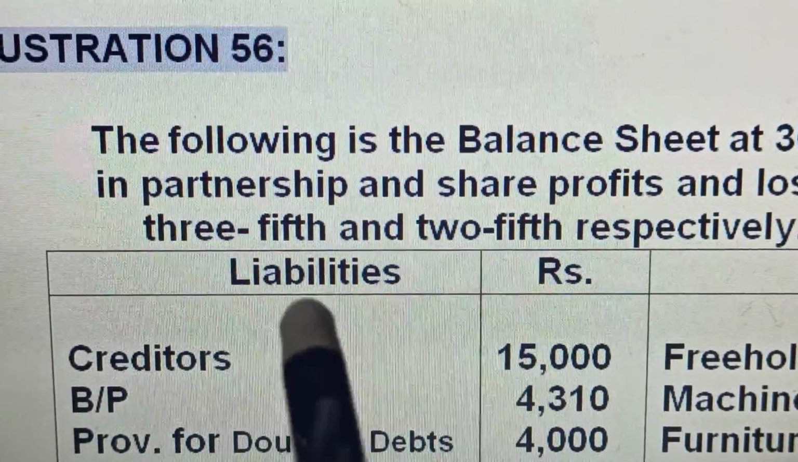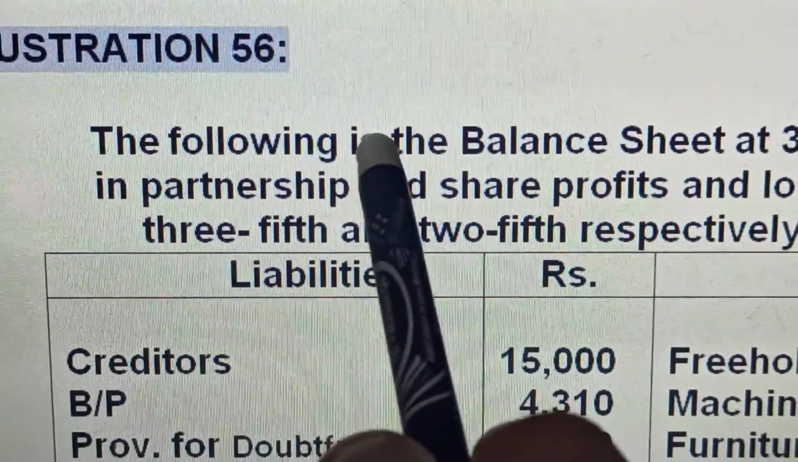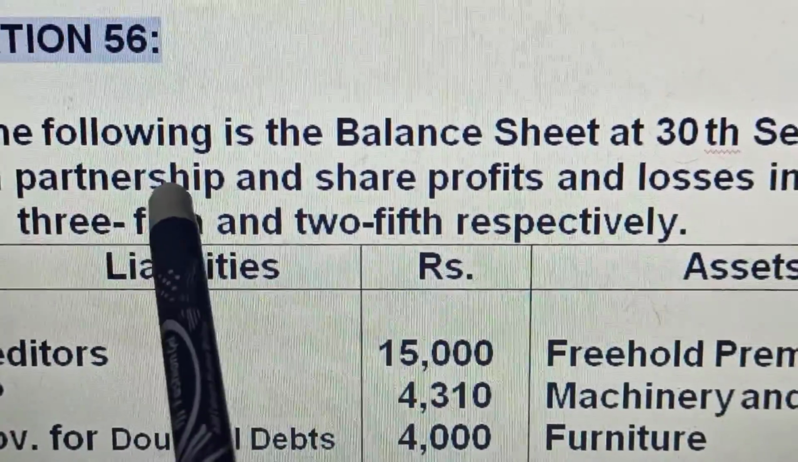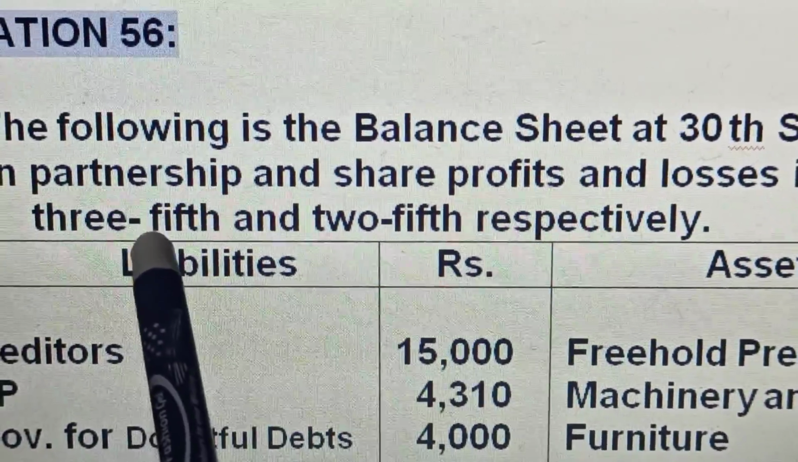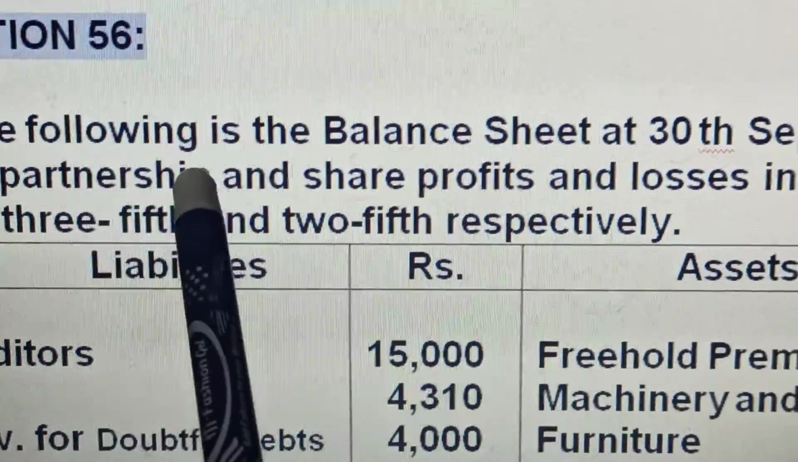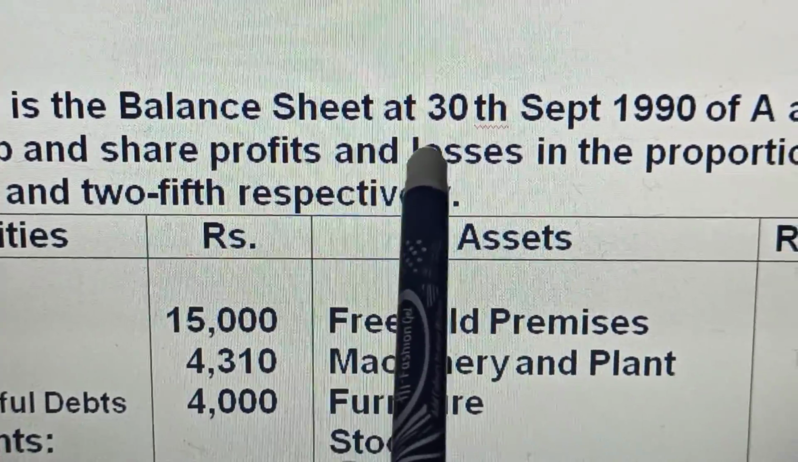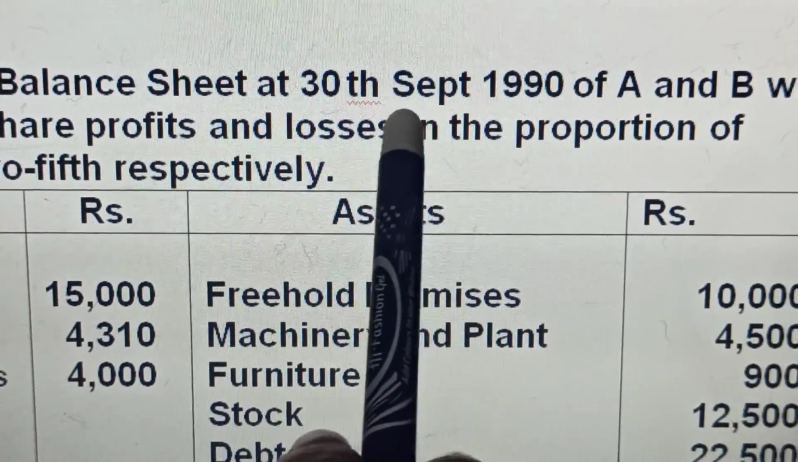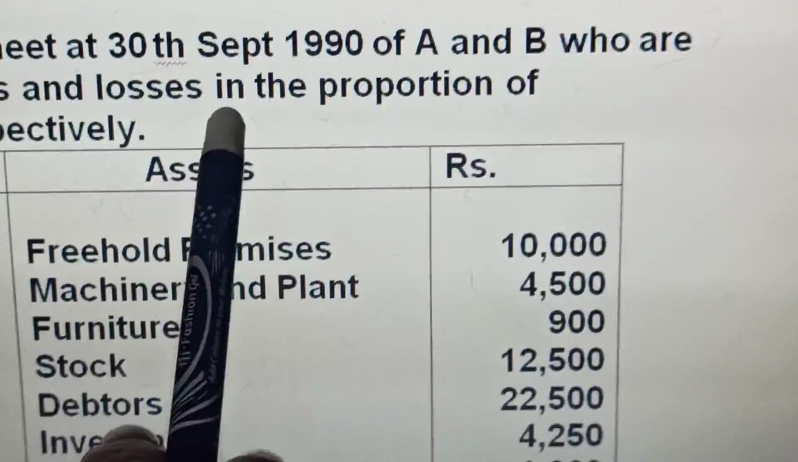Now girls, with this I reach illustration 56 in my textbook. This illustration 56 says the following. I am reading the question here, just follow along. The following is the balance sheet at 30th September. It must be 31st March in your textbooks. On 30th September, that does not make a difference.